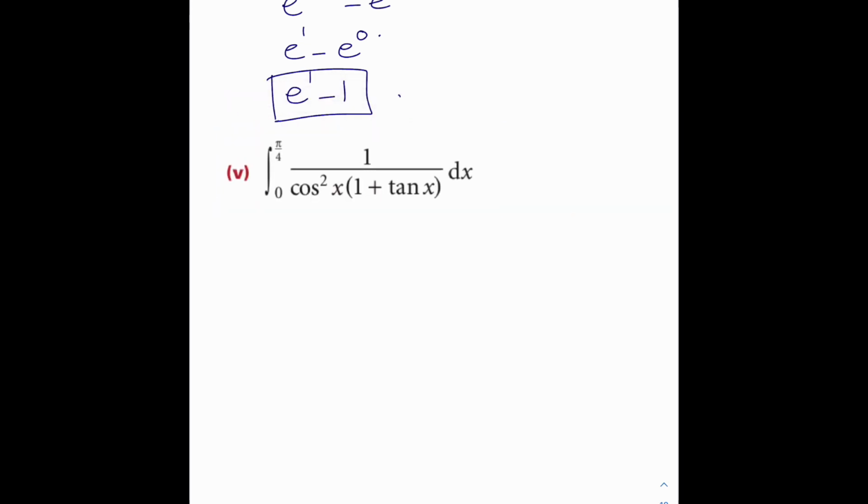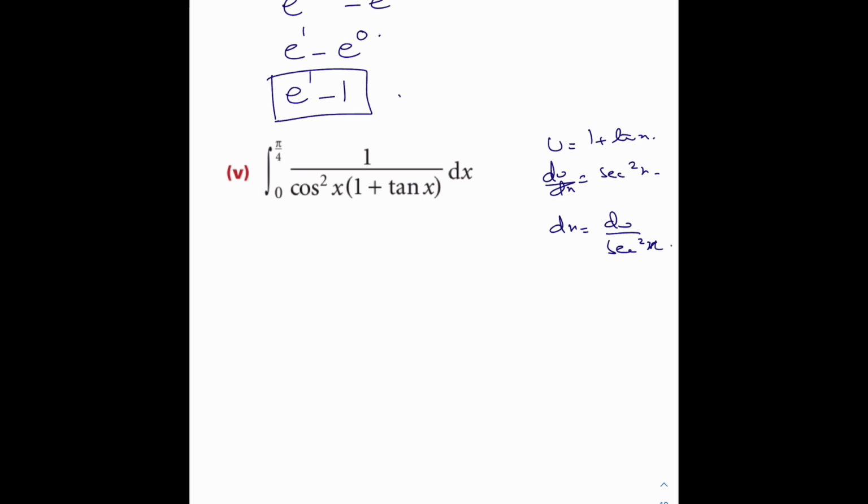Okay, in this, if I know that the differential of 1 plus tan x will be sec square x, and that can cancel out with this. So once again, I'm taking the substitution as u equals 1 plus tan x. du upon dx is going to be sec square x. So dx is du upon sec square x.